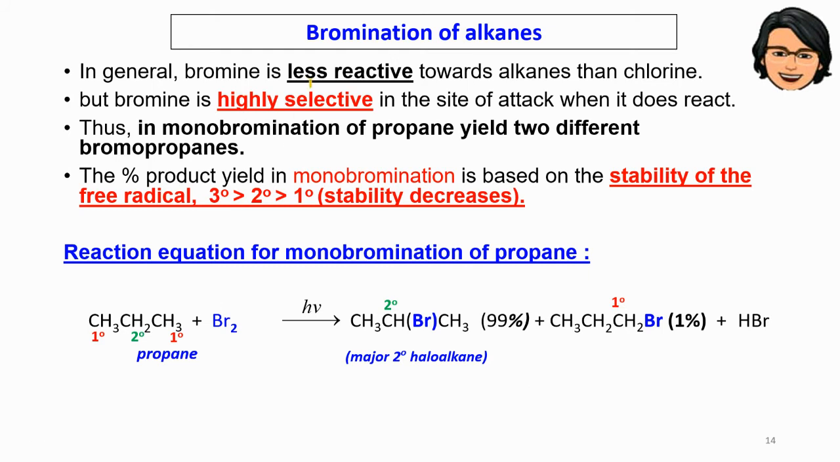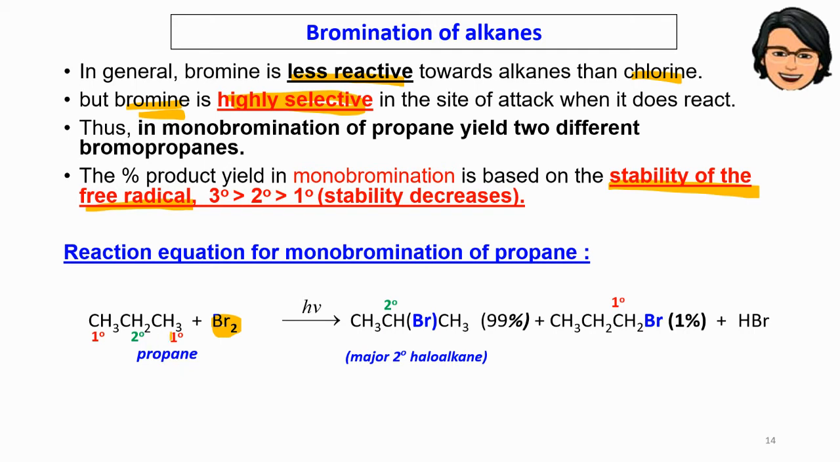Just now was chlorine. Now we go to bromine. We must be very careful because bromine is less reactive towards alkanes compared to chlorine. But bromine is highly selective in the site of attack when it does react. Thus, the monobromination of propane yields two different bromopropanes. The percentage of yield in monobromination is based on the stability of the free radical, which we have learned earlier.